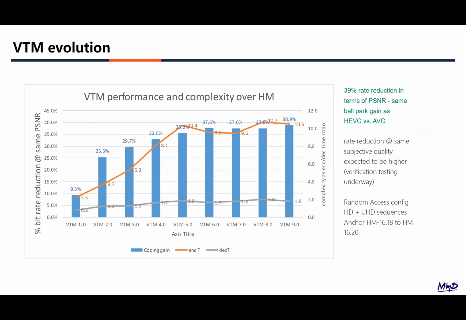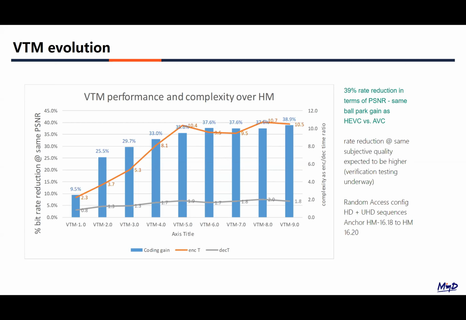So on this slide, I show you an evolution of the VTM, the capability. The blue bars are the coding efficiency that different versions of VTM achieve, from VTM 1.0 all the way up to VTM 9.0. And the orange line is the encoding complexity in terms of encoding time. And the gray line is the decoding complexity in terms of decoding time.